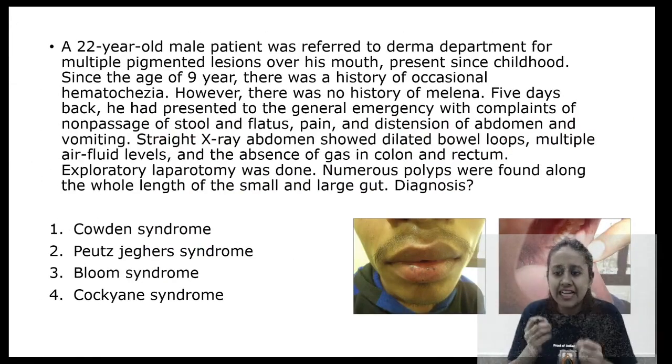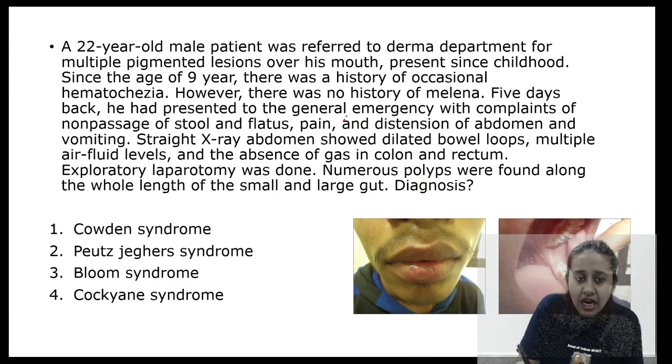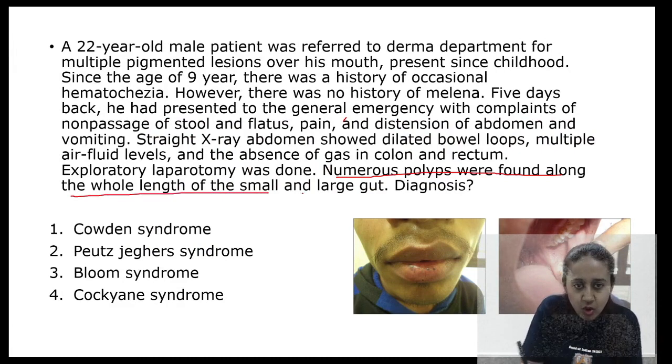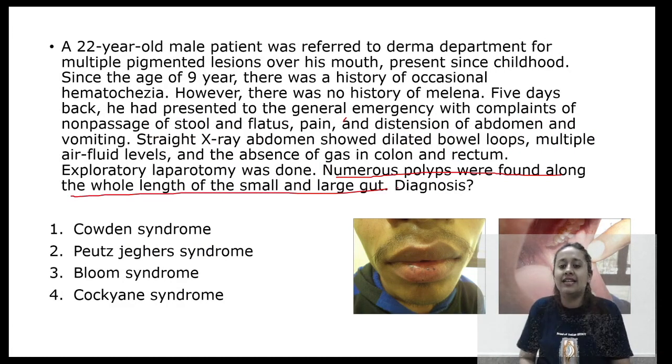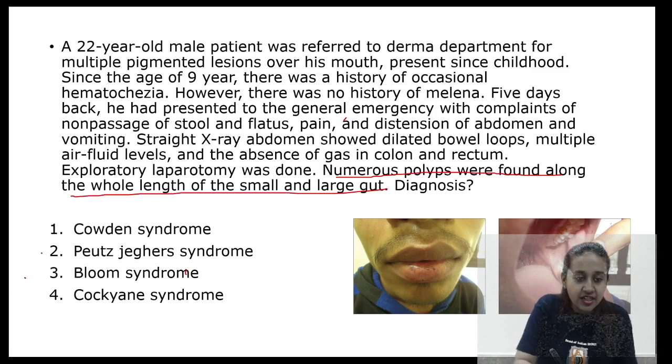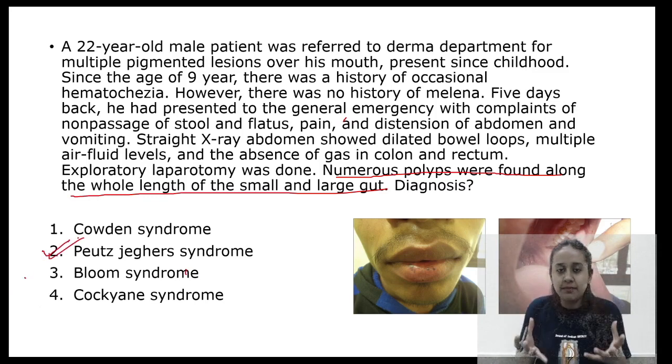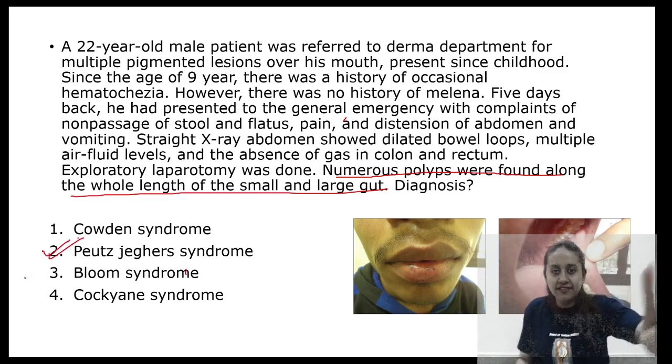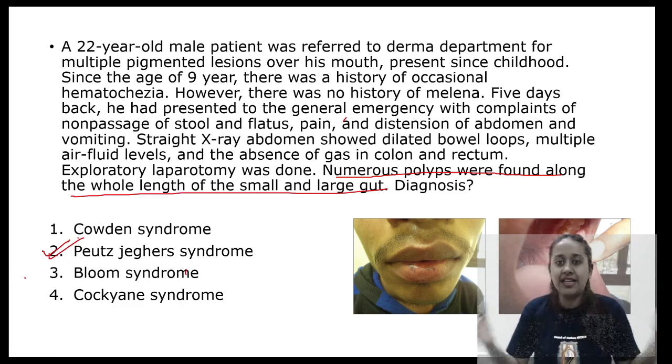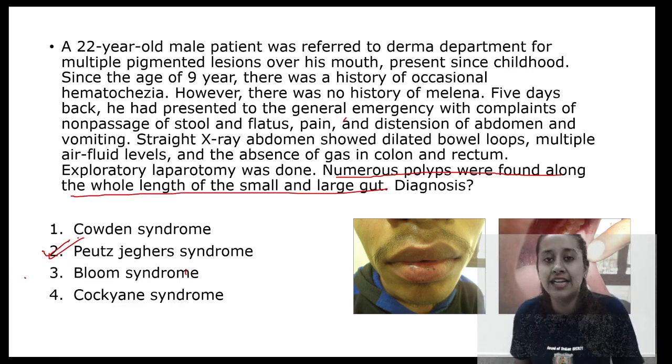There is freckling which is present in the mucosa. Along with that, there are numerous polyps in the whole length of the small intestine or the large gut. Nothing other than Peutz-Jeghers syndrome. So look at the beauty of this method. In 5 seconds you can solve such a lengthy question without doing it wrong.